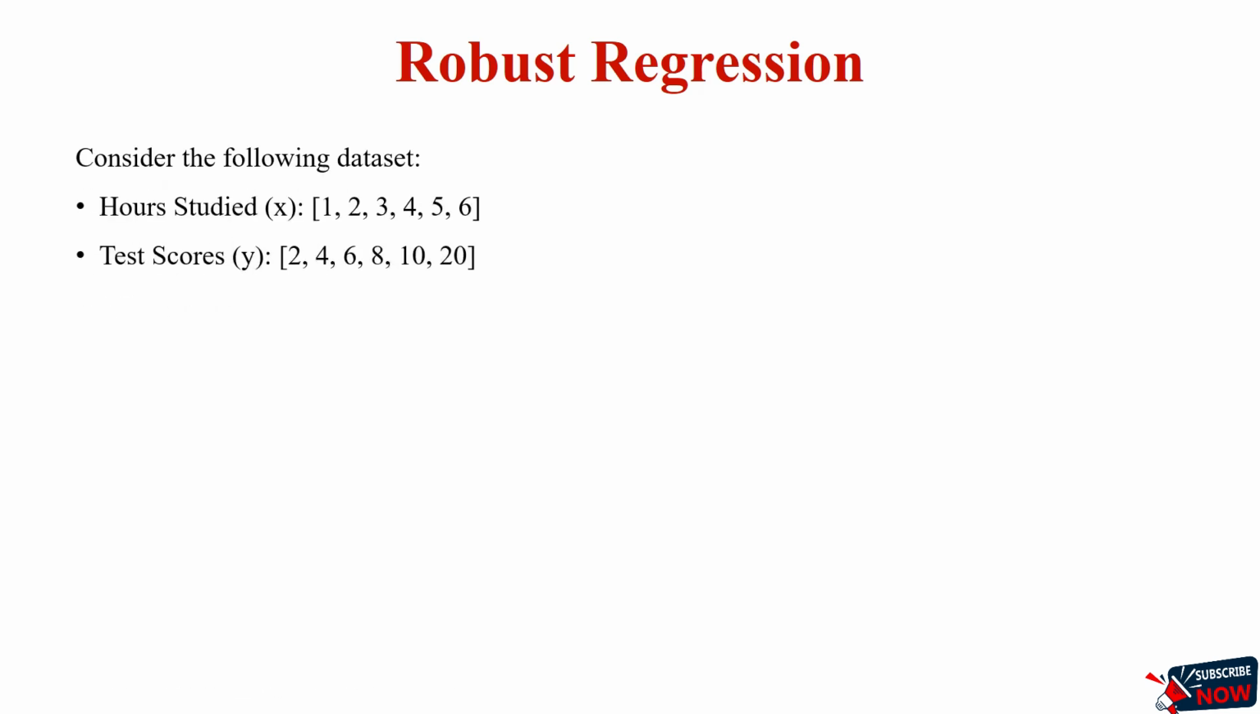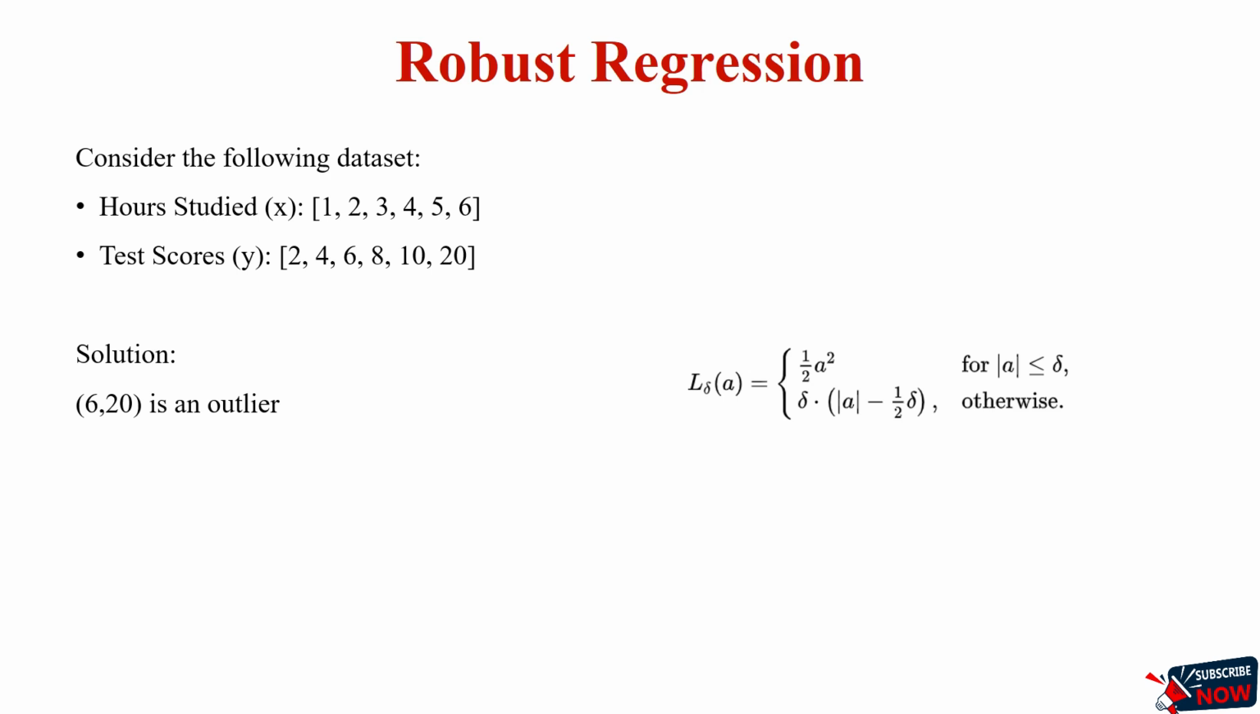Now we have seen the equation for the Huber loss. Now let us find how to solve a problem using it. Consider this data set where hours studied and test scores, x and y, are given. This is the equation using which you can compute the Huber loss. Upon observing the given data set, we can find (6, 20) is an outlier.